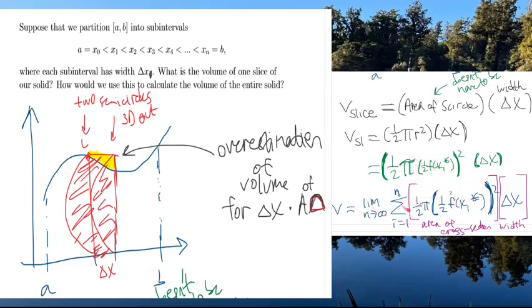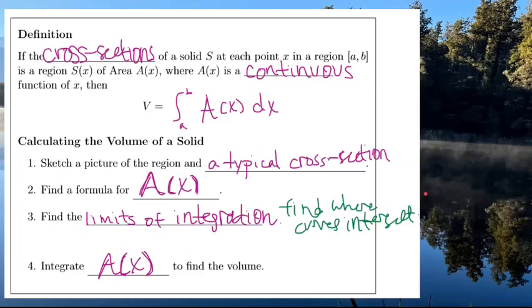And then we made it this limit right here to say as the number of semicircles goes to infinity with random radii throughout this interval, and we multiply it by the change in x, just like always, that will get us the exact volume of this region. So that is what that is.